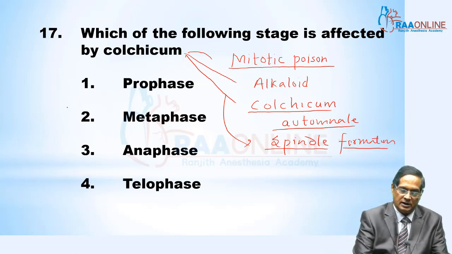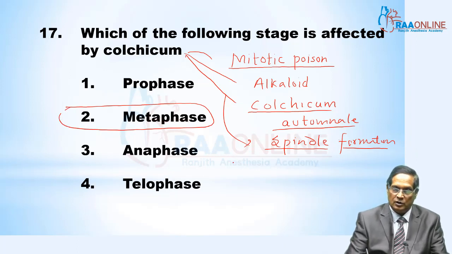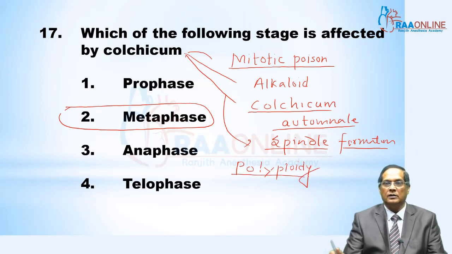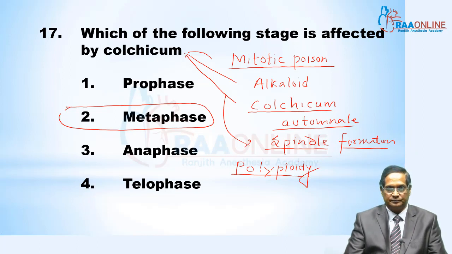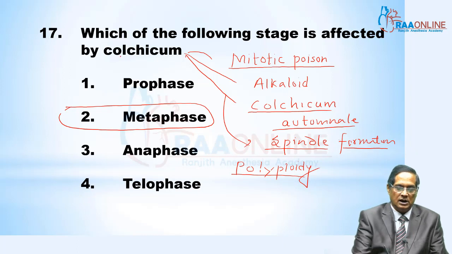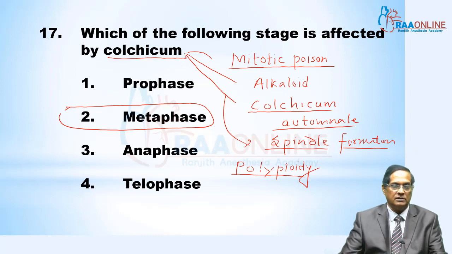So it is an inhibitor of this particular stage. Colchicine induces polyploidy. It is used for the induction of polyploidy. So this is about colchicine, a mitotic poison.